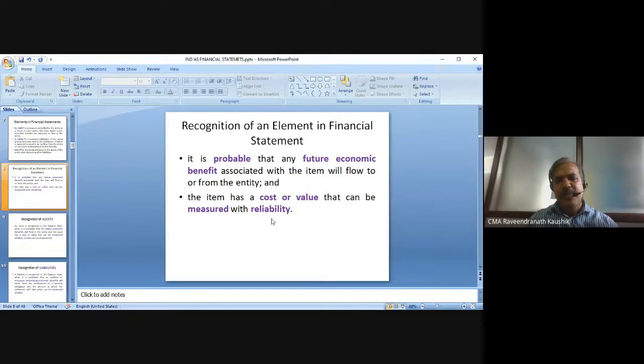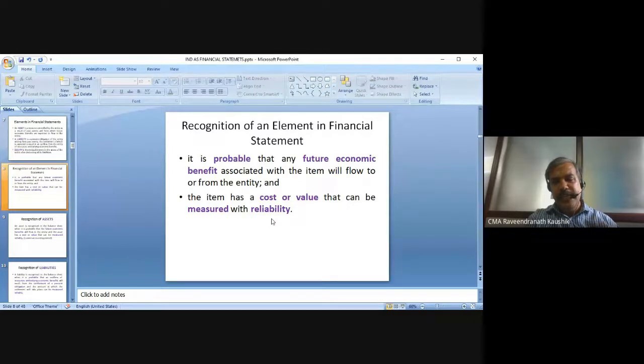First, it is probable that any future economic benefits associated with the item will flow to or from the entity. So it should either come to or go out of the entity. That's what they are talking about. And also the item has a cost or a value that can be measured with reliability. This is where the measurement of each and every transaction becomes important, keeping recognition in mind as a very important concept, like the revenue recognition concept. We'll come back to that in a short while.